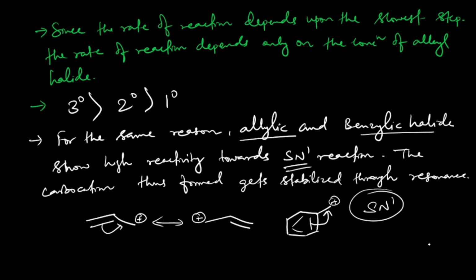Correct? And what about the reactivity of alkyl halides for both the mechanisms? For both the mechanisms, alkyl iodide will be the most reactive, either through SN1 or SN2. Then alkyl bromide, RBr, then alkyl chloride, RCl, and then alkyl fluoride, RF.